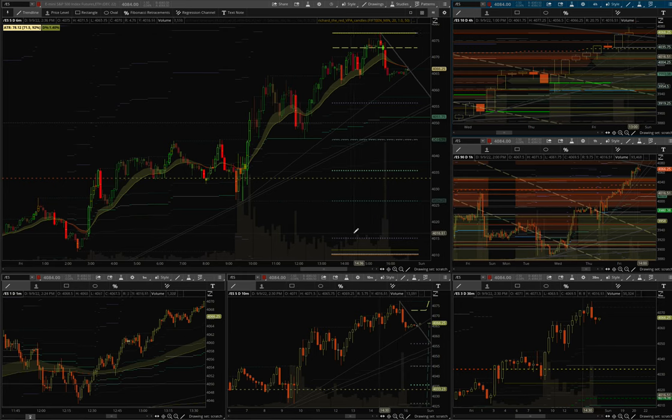But that's true of all price. Price tends to converge on locally important levels. That's why I have all of this garbage on my charts, because they're all locally important levels for various reasons, and you can use them to explain lots of price action.